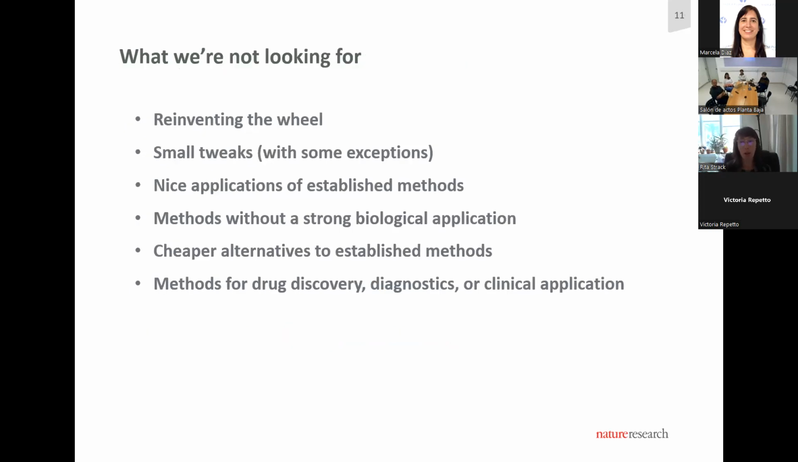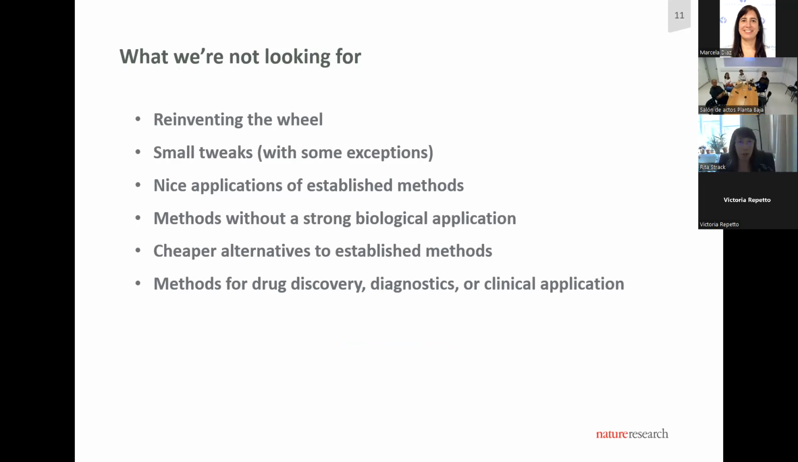And so that's what we are looking for. And there's a few things we aren't looking for. So one is reinventing the wheel. And by this, I mean a method that takes you to the same endpoint as an existing method using an alternative strategy. So we tend not to publish those papers. We tend to not publish small tweaks to a protocol, but this one has some notable exceptions.